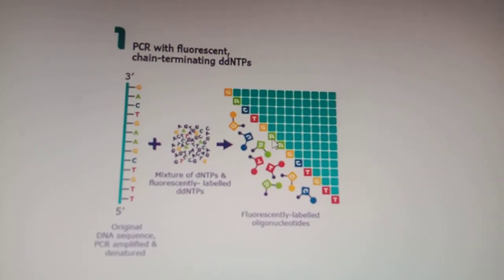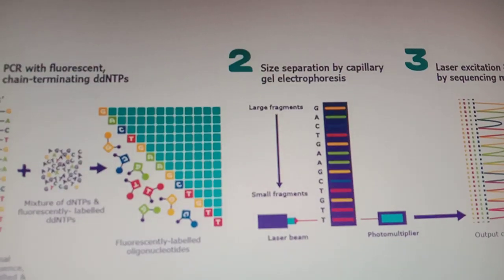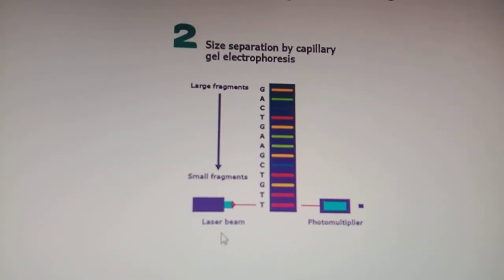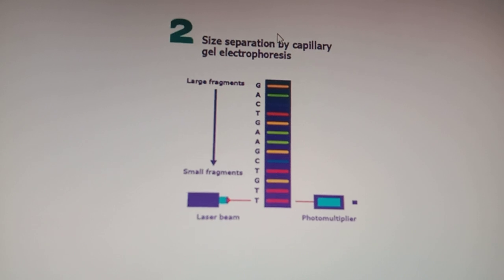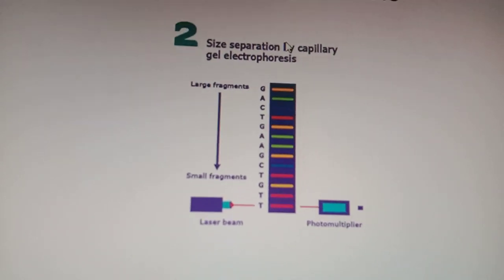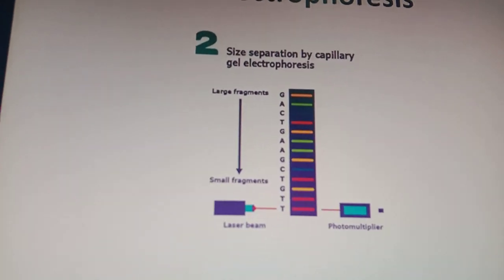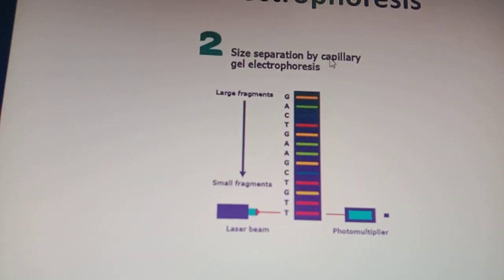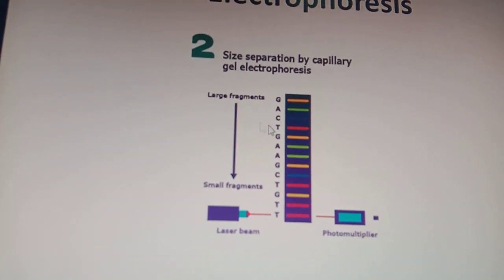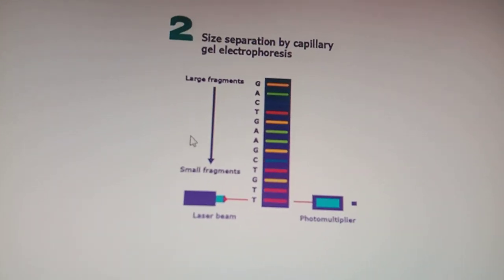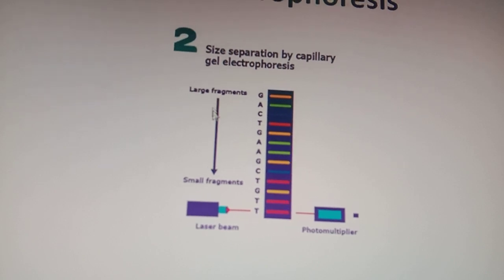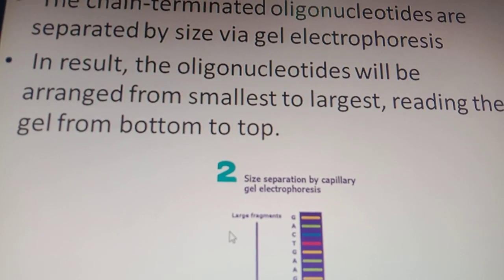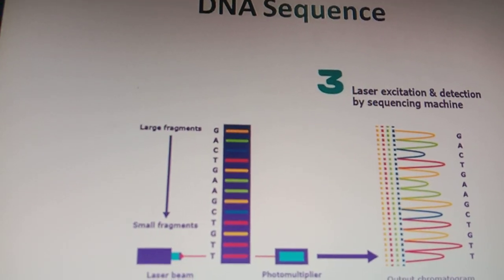In the first step we follow the PCR. In the second step, as in the regular PCR technique, we go for electrophoresis to separate the DNA fragments. Here we go for a special technique known as capillary gel electrophoresis, which again involves polyacrylamide gel electrophoresis. DNA fragments are separated based on size.